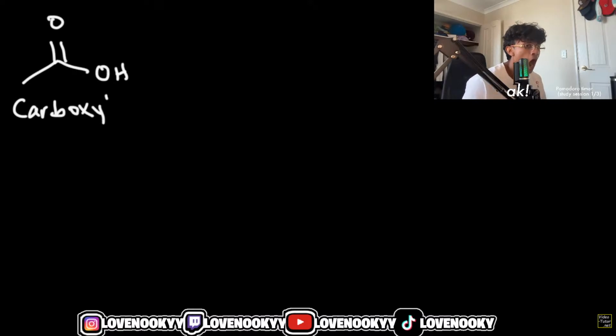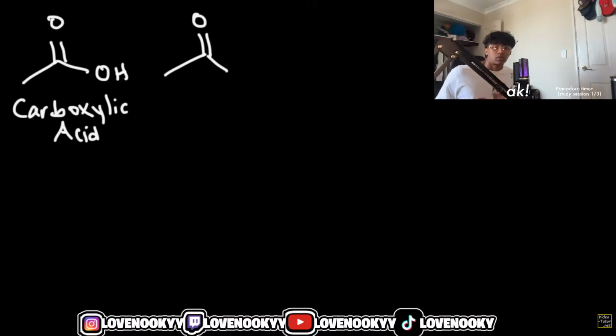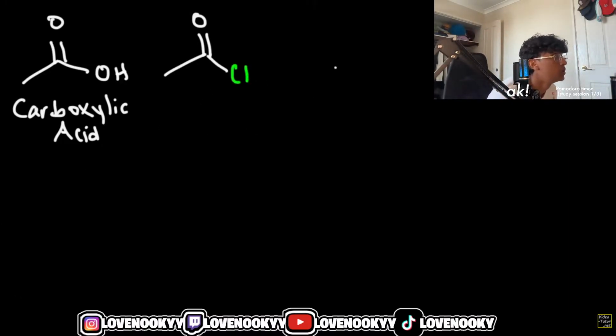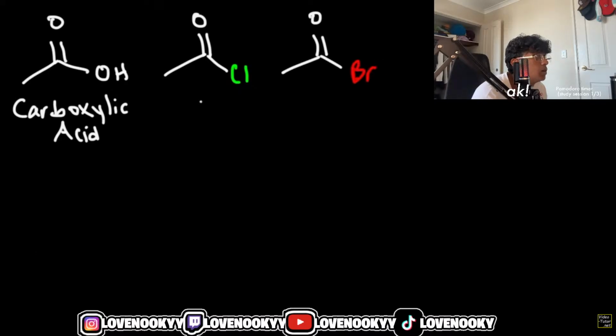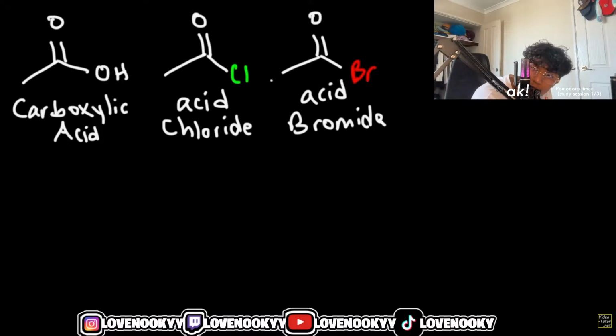Now, this is very familiar. This is a carboxylic acid. Now, what happens if we replace the OH group with a chlorine? Or if we replace it with a bromine? What do we get? So this is called an acid chloride, and this is called an acid bromide. If you put them in water, it will generate a carboxylic acid. This will be replaced with the OH group.